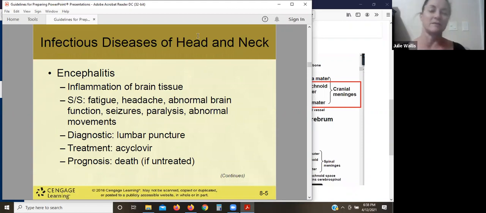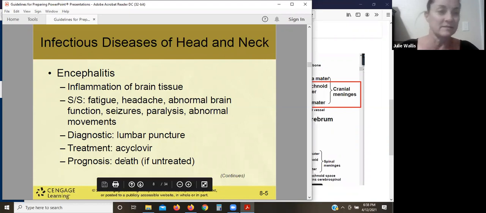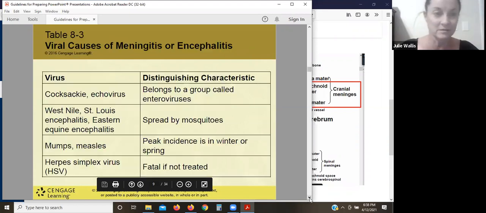So that's infection of the surrounding protective tissues. Encephalitis is inflammation of the actual brain tissue. Similar symptoms. Additionally, seizures and paralysis can occur. Diagnostic is a lumbar puncture. Obviously, this can cause death if it is untreated. Again, I wouldn't focus too much on the medication.